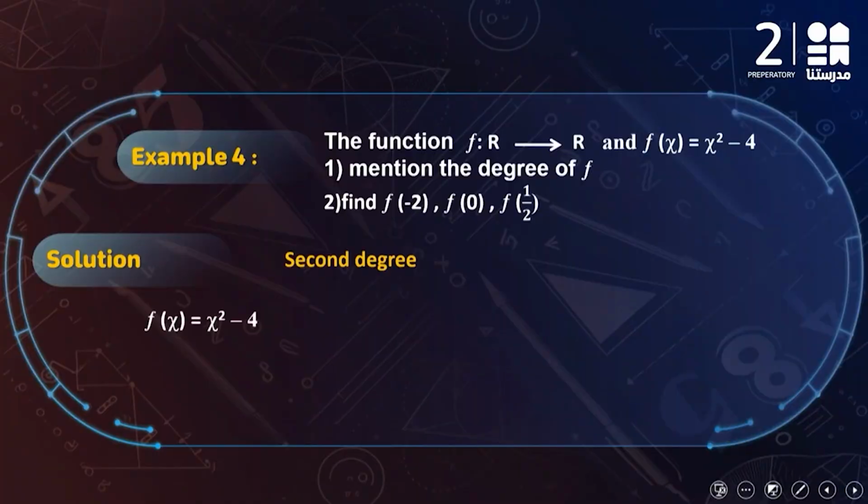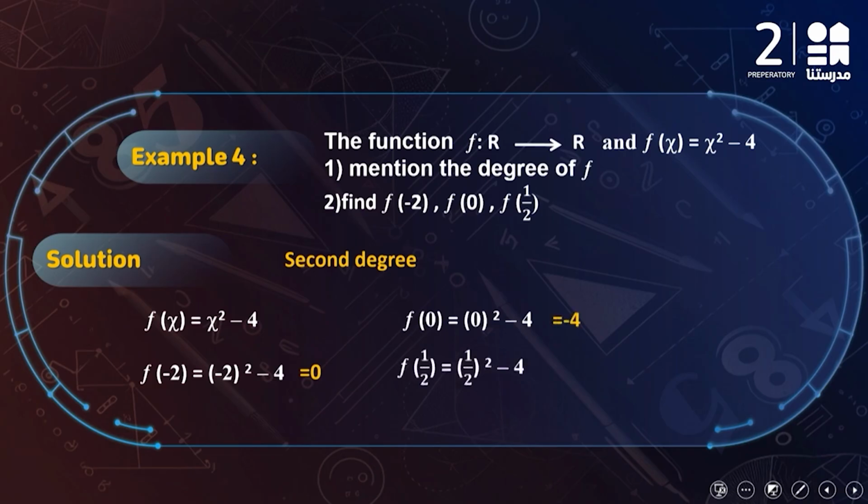f of negative 2: negative 2 squared minus 4. It will be 4 minus 4, which equals 0. Then f of 0: 0 squared minus 4, 0 minus 4, which is negative 4. Then f of half: half squared minus 4, which equals negative 15 over 4.